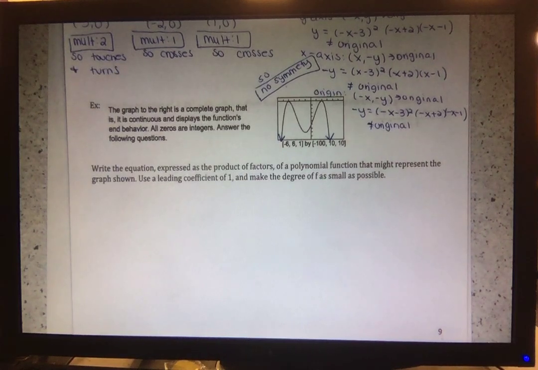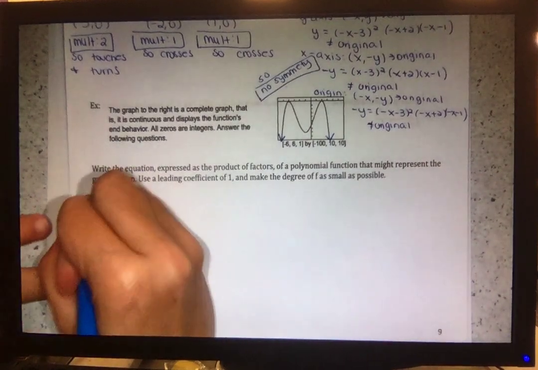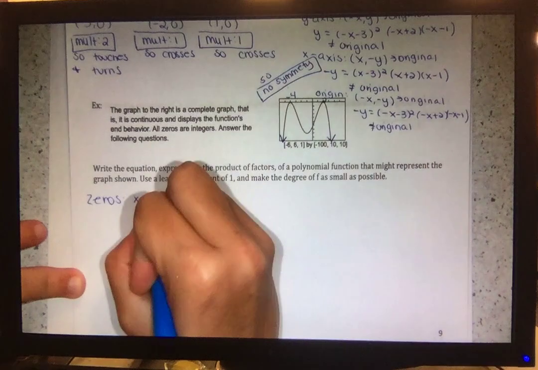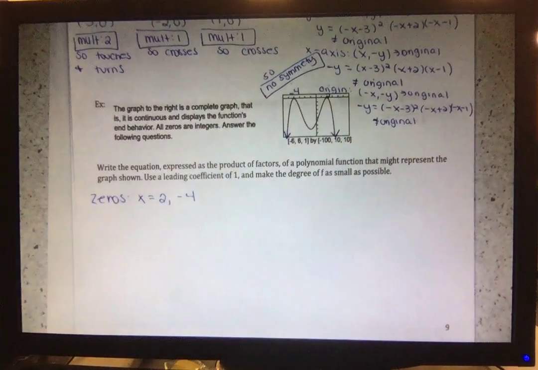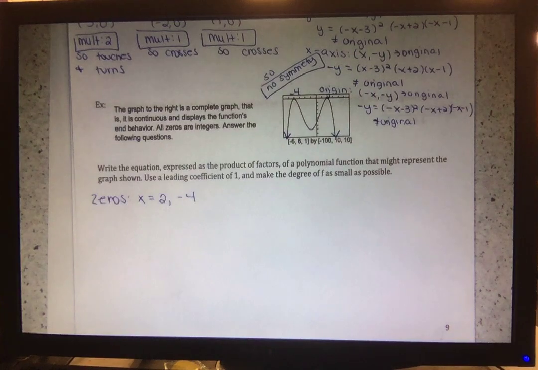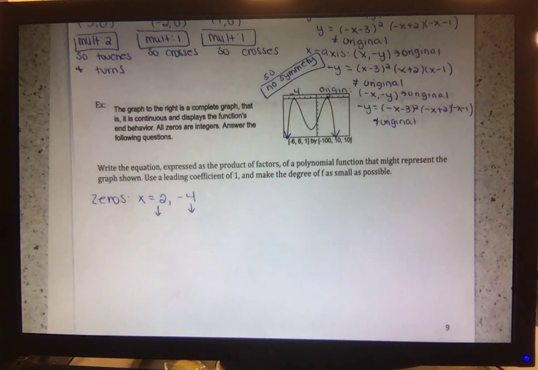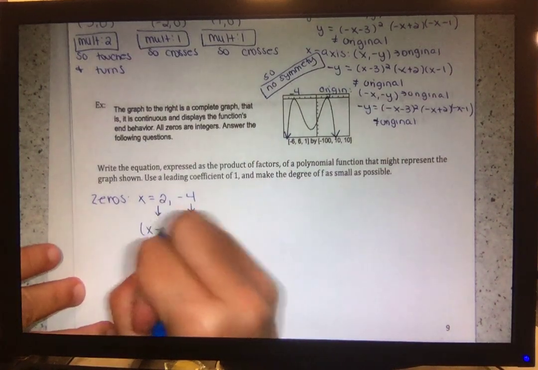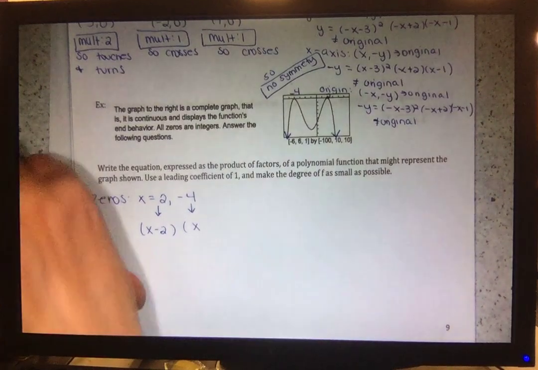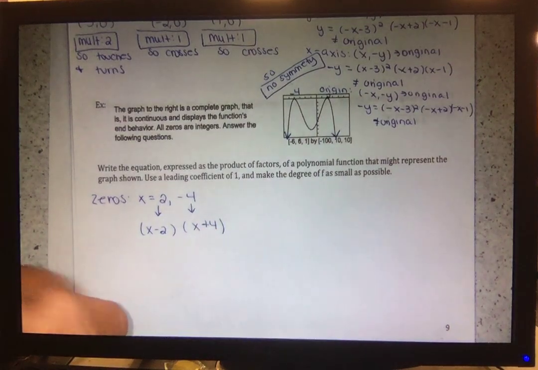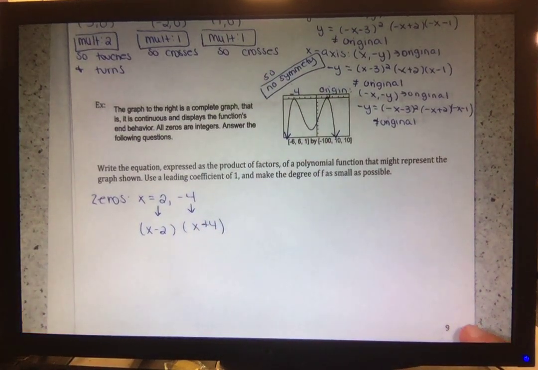So what does the graph tell you? Help me out. What do you see by this graph? Well, the zeros are 2 and negative 4. Okay, let's start off with the zeros. So our zeros are x equals positive 2 and negative 4. So if we were to write those as factors, working backwards here: x minus 2, and what else? x plus 4, good. x minus 2 and x plus 4.